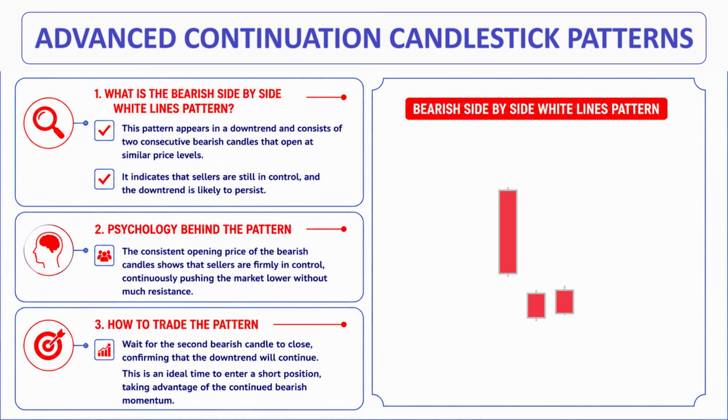It indicates that sellers remain in control and that the downtrend is likely to persist. The psychology is that the similar opening prices show strong bearish pressure, with sellers continuing to push the market lower. To trade this pattern, wait for the second bearish candle to close. Once confirmed, a short position may be considered to follow the continued bearish momentum.